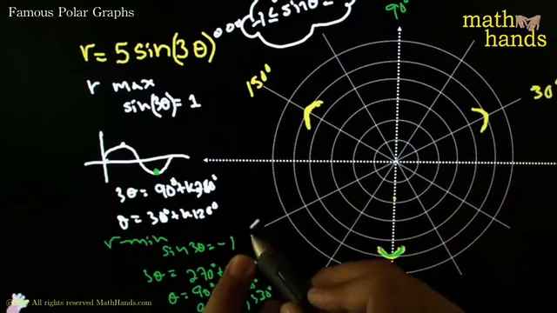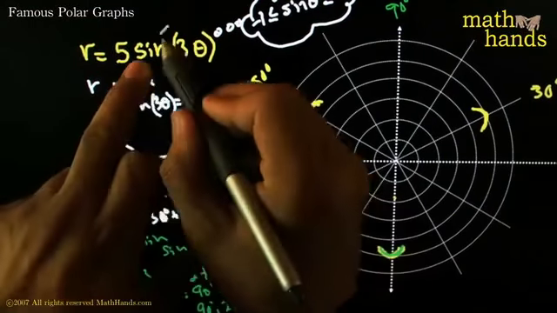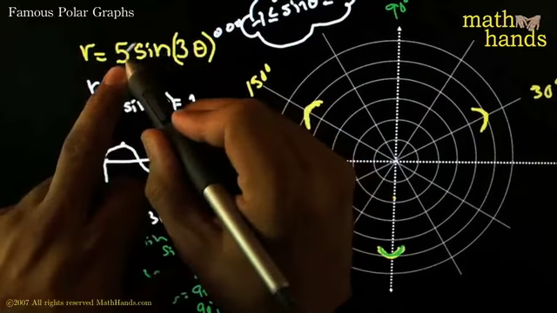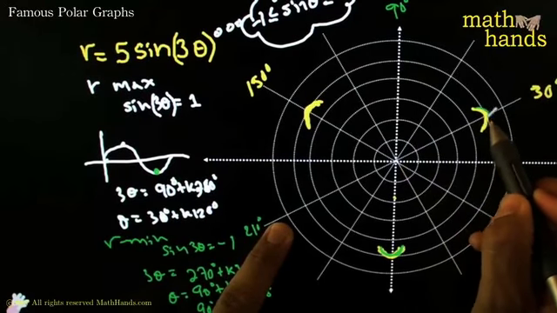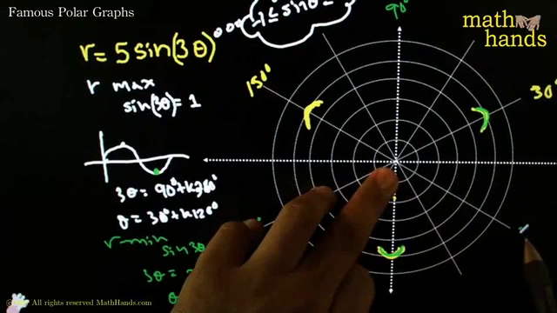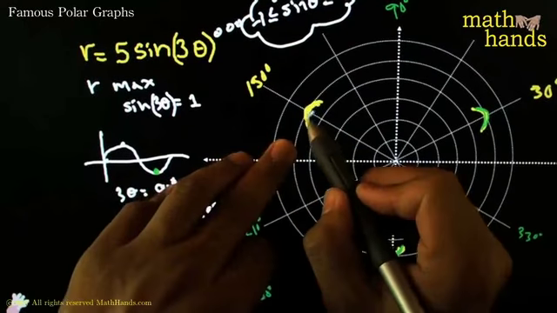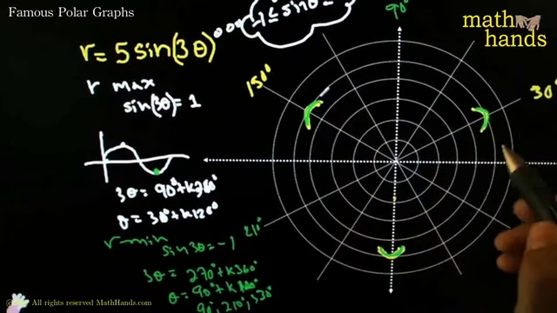If I look in the 210 degrees direction, this part right here becomes negative 1. That becomes negative 5. So I walk backwards 5. 1, 2, 3, 4, 5. That would put me right at that point. Same for 330. If I look in the 330 degree direction, I would have to walk backwards 5. And it tells me the graph has to go through those points.